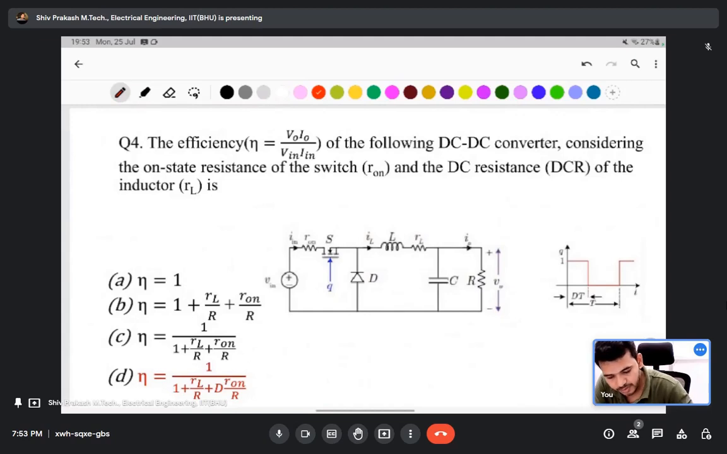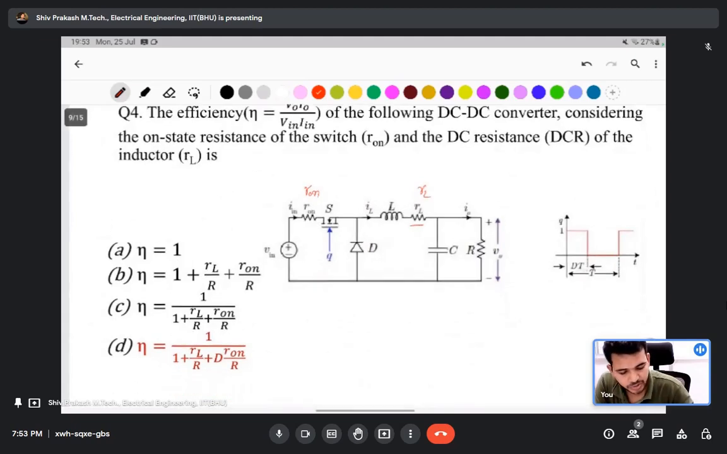On resistance: you see that this one is the on resistance. When the switch is on, then some resistance behaves like the resistance of a MOSFET. Here is a MOSFET switch. And then the inductor also has some resistance. Then this one is RL, the inductor resistance. Have a circuit. And the duty ratio is 0 to dT. This means D is the duty ratio, and dT is the on period, and T minus dT, it means (1 minus D) into T time, is the off period.